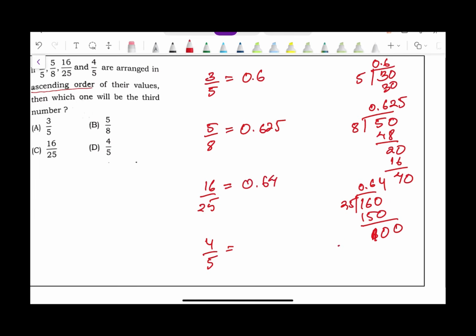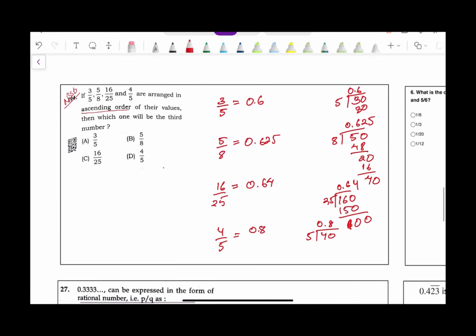What about this? You have 4 divided by 5. 0.4, 5 into how much is 40? 5 eights are 40. This one is 0.8. Now we can see the numbers, so we can arrange them properly. This one is the smallest number, and after that this one, after that this one, and after that this one.